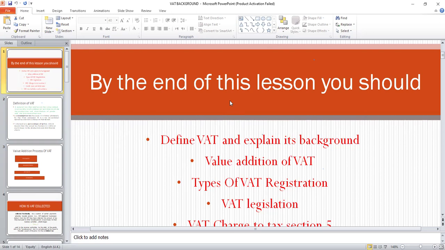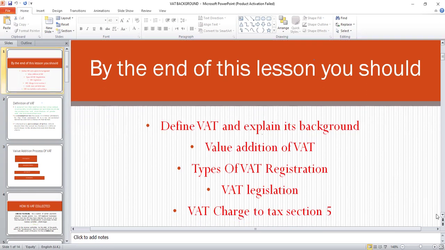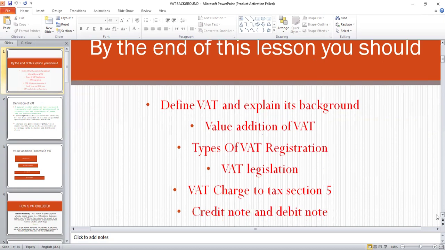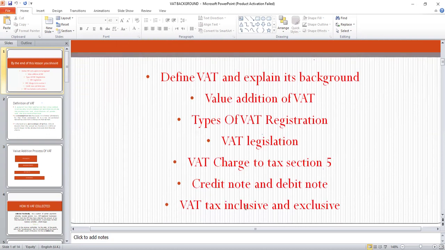Today's focus is on VAT. I want to explain the background of VAT. By the end of this lesson, you should be able to define VAT and explain its background. You should also explain the value addition of VAT, the types of VAT registrations, VAT legislations, the VAT charge to tax, which is found in Section 5 of the VAT Act, credit note and debit note. Finally, VAT tax inclusive and exclusive.